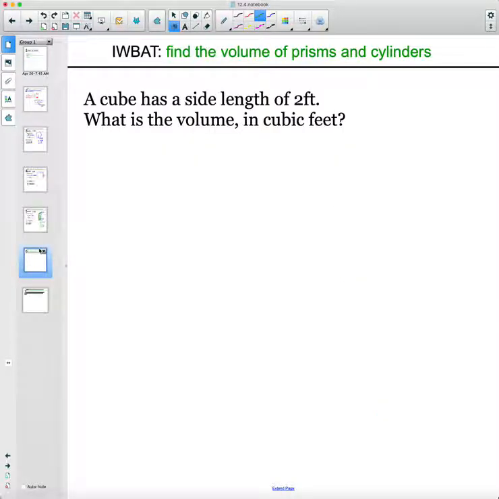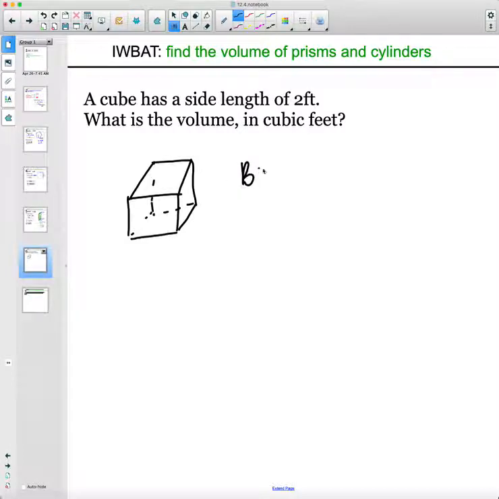All right, a cube has a side length of 2 feet. What's the volume? So a cube is a special polyhedron because all of the sides and lengths are all the same. So if I'm going to draw this cube, I can just draw one out a little bit here for you. Okay, everything on here is the same length.